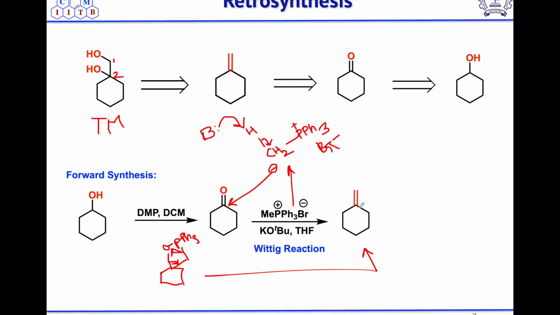Now from olefin how can we get this 1,2 diol? So there are very common oxidizing agents known as osmium tetroxide. If we treat this olefin with osmium tetroxide reagent, we will easily get this 1,2 diol, right?